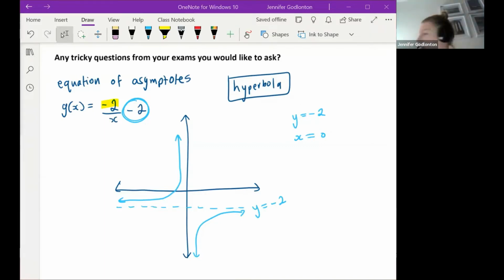Great. Oh, guys, my power just came back on. How exciting.